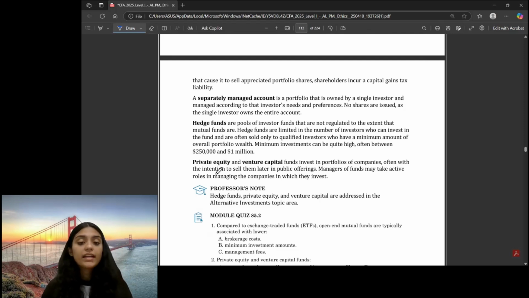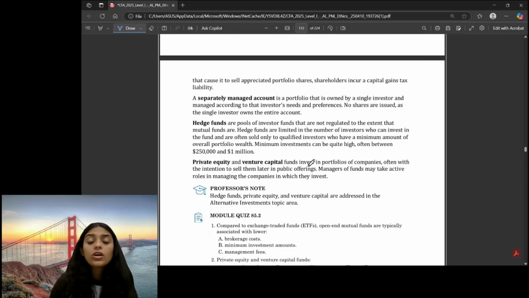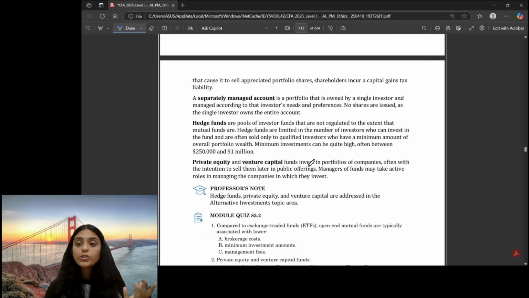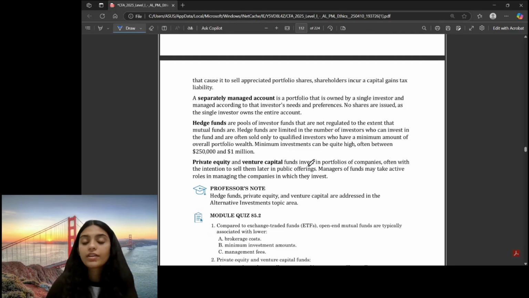Next is private equity or venture capital funds. These are funds which invest in a particular company directly. The tactic is to invest when the company is small, then grow it, and once it has grown to a certain extent, sell it off through different exit options like IPO, etc., and get the profit through it.